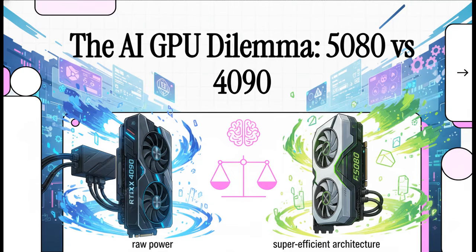So if you're putting together a rig for local AI, you are facing one of the most interesting choices in hardware right now. Do you go with the tried and true powerhouse, the RTX 4090 with all its VRAM, or do you bet on the future, the super efficient new architecture of the RTX 5080? It is a way tougher call than you might think, so let's dive in and figure this out.